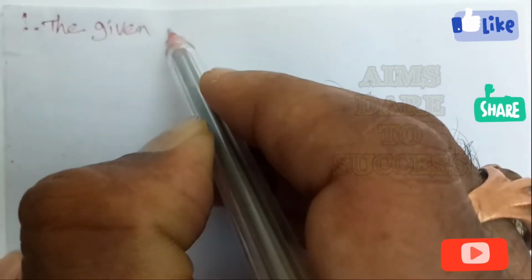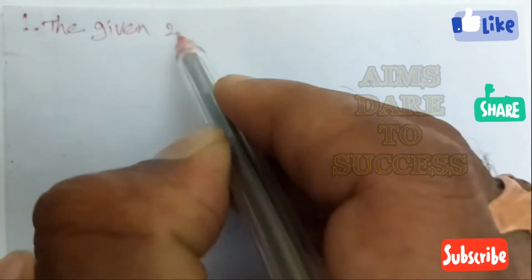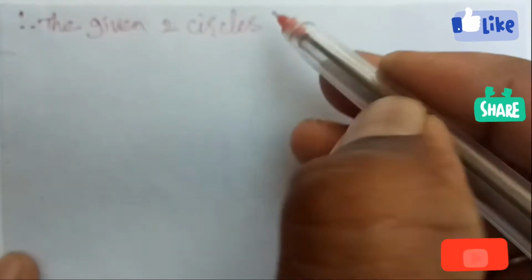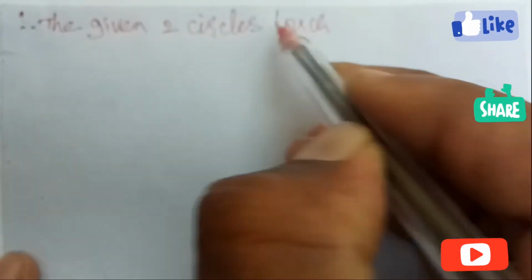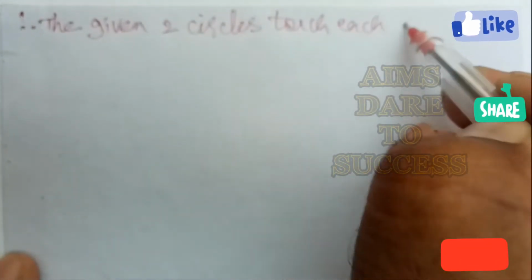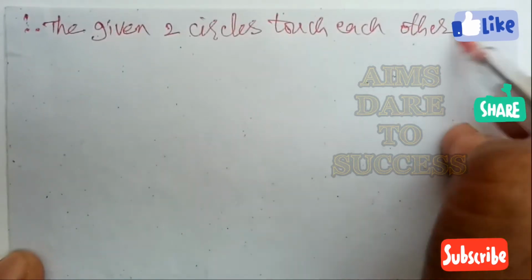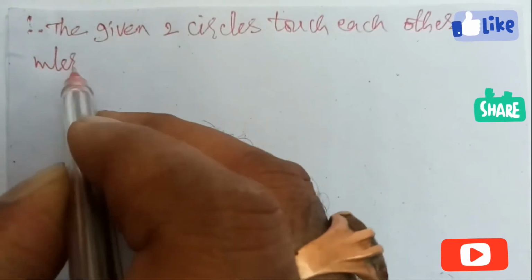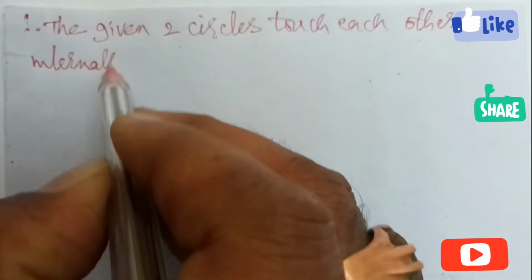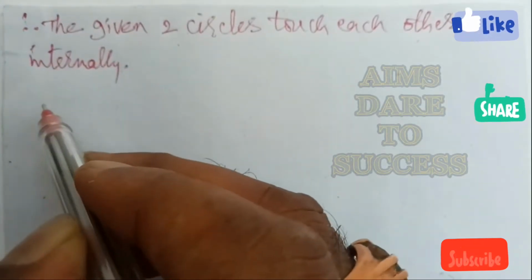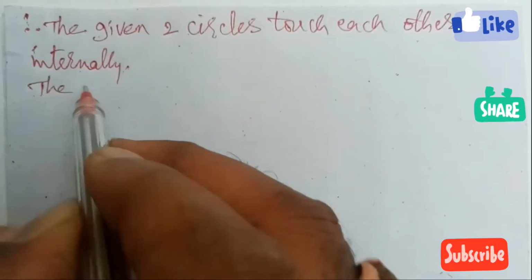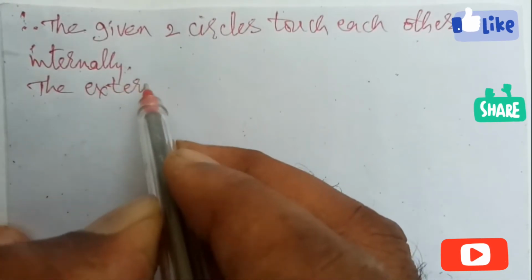So the given two circles touch each other while you are having |R1 - R2| = C1C2. The given two circles touch each other internally. Okay, my dear students, remember this condition. If you do not write this condition, you will not get one mark. So don't forget to write this condition.